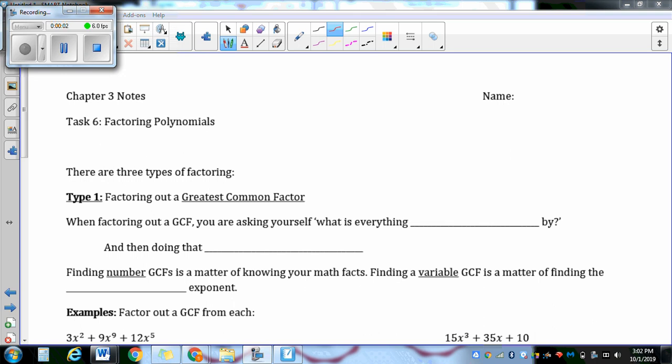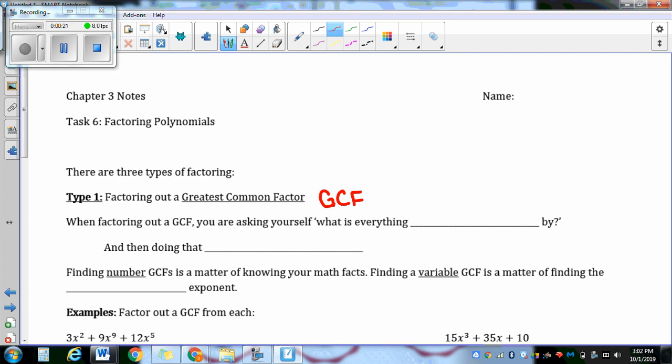All right, factoring is not hard, but it is dense. So this set of notes is going to be done in 3 parts. One for the first type, one for the second type, one for the third type. The first type I actually think is the easiest. It's factoring out a greatest common factor, or I usually just call that a GCF.